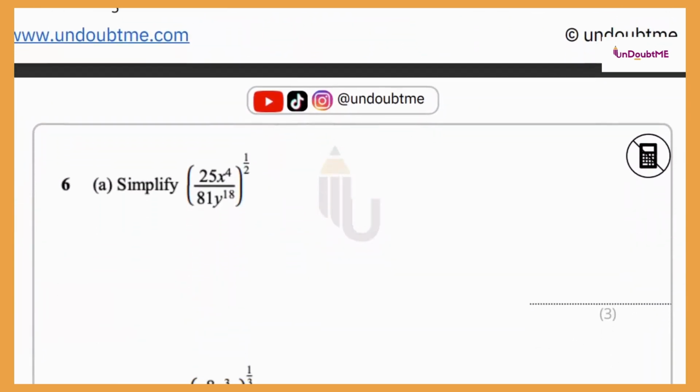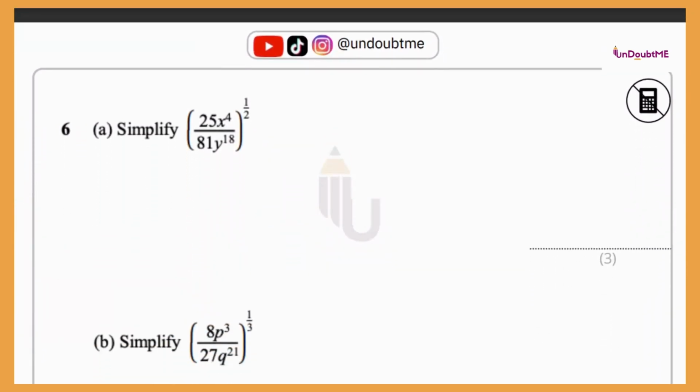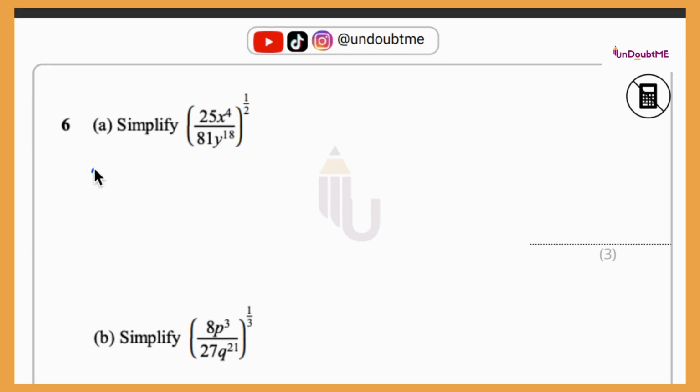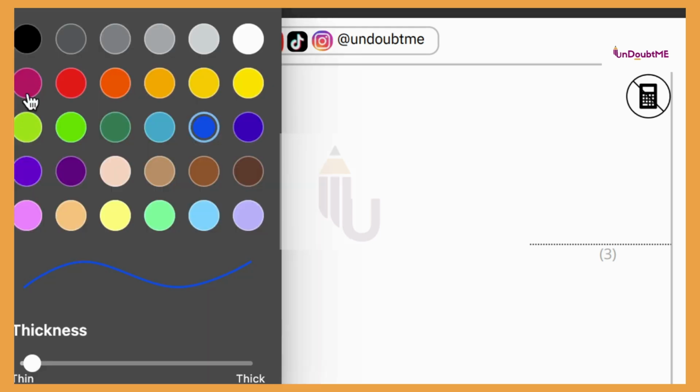Now the last set of questions where we have fractions as well as some complicated terms. We will deal with each term individually. So this time I will write 25 x to the power 4 to the power 1 by 2 over 81 x to the power y to the power 18 to the power 1 by 2. That is the first step.